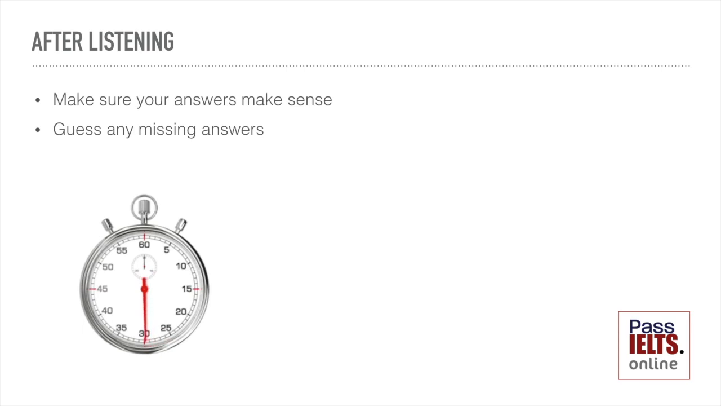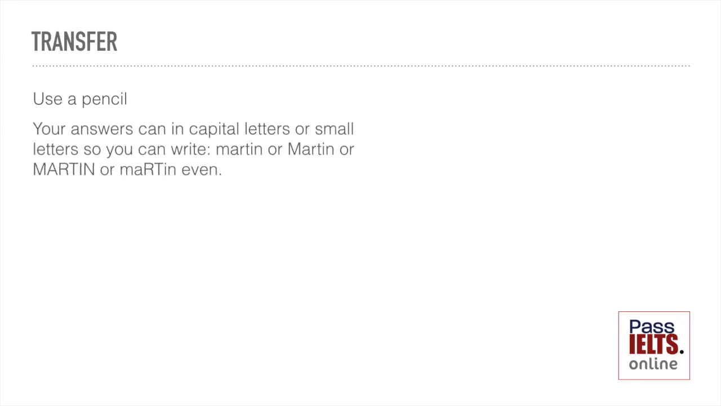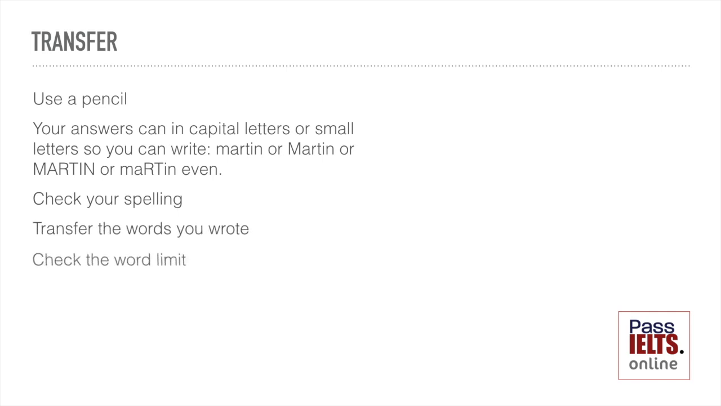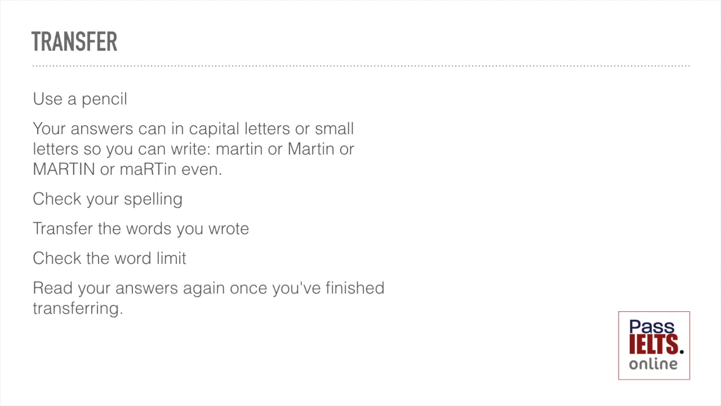Your time is up now. After the listening test, you have to transfer your answers in pencil to an answer listening sheet. Your answers can be in capital or small letters. You can check your spelling. If it's spelt wrong, it will count as a mistake. Transfer the words you wrote, check the word limit, and read your answers again once you finish transferring.